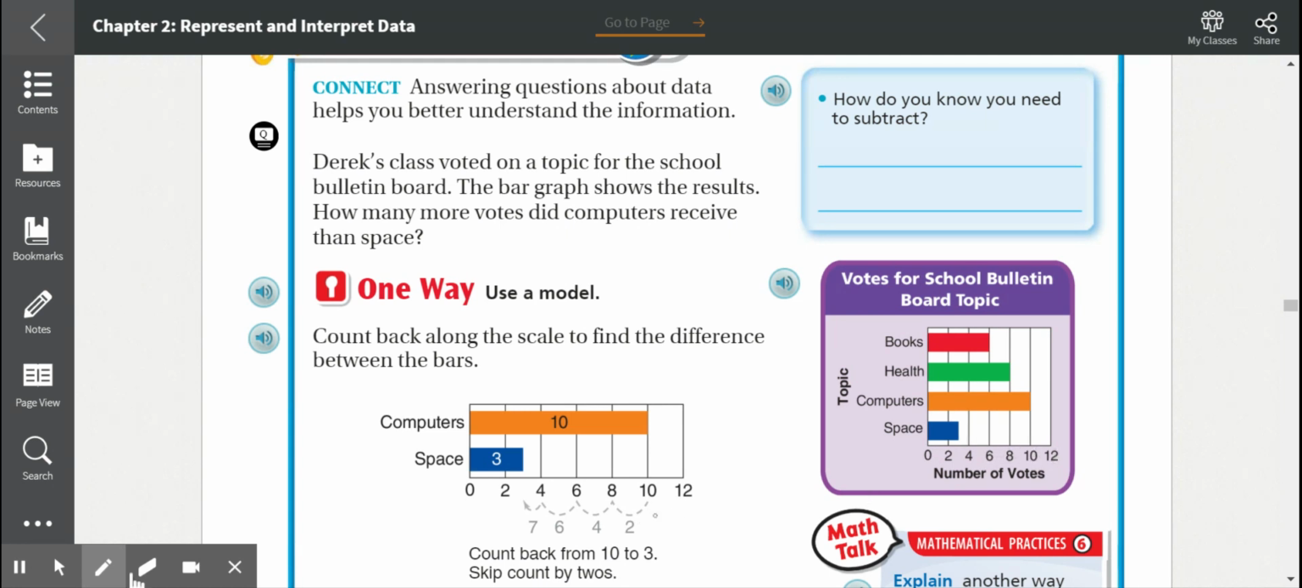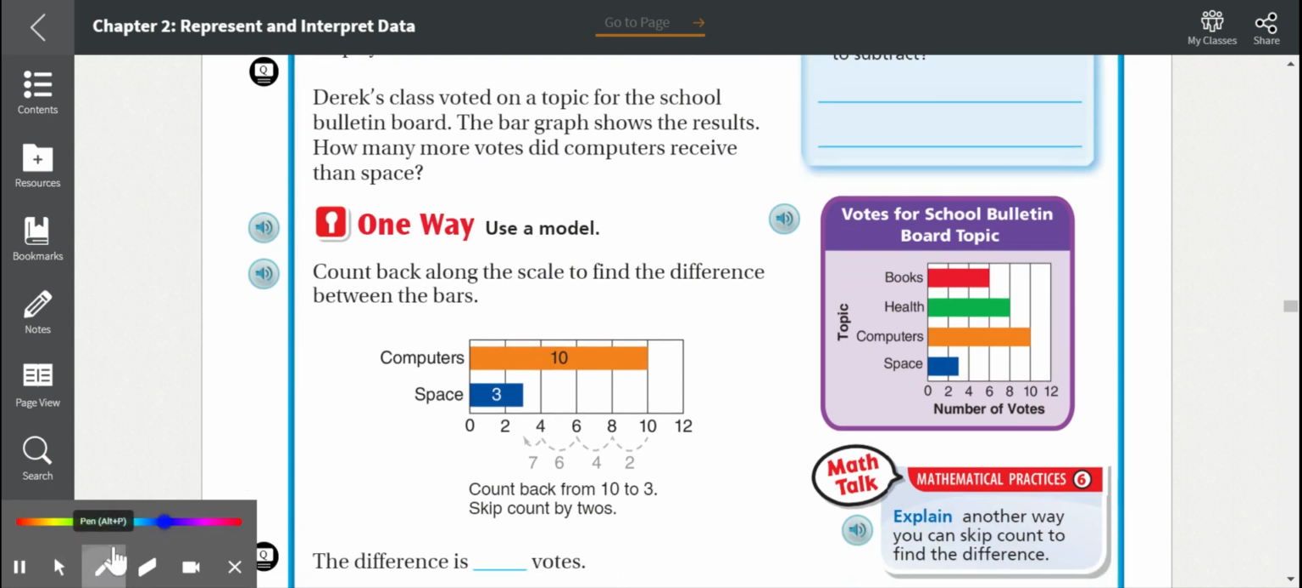So let's just write down how many votes each one got. Books goes all the way to the line 6. Health goes to the line 8. Computers goes to 10. And space goes between 2 and 4. Because we're going by twos, that would mean the middle would be 1 more, so 2, this would be 3.